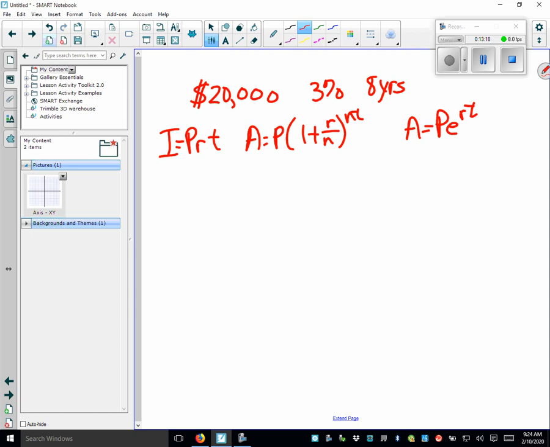What's wrong, Braden? A equals P e to the RT. Well, no, the second one. Oh, this one? Yeah, A equals P times 1 plus R over N to the NT.